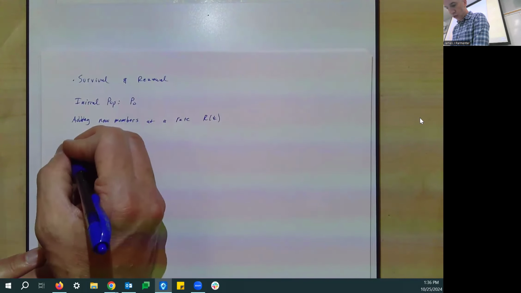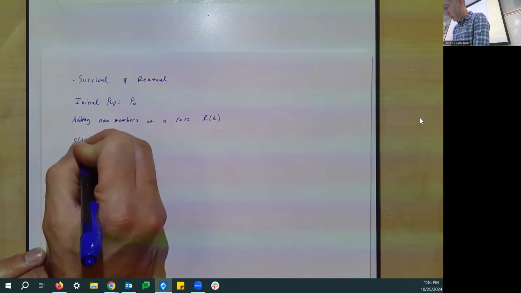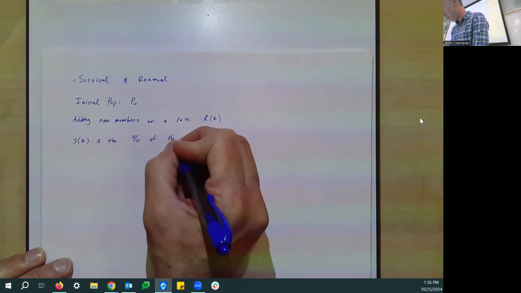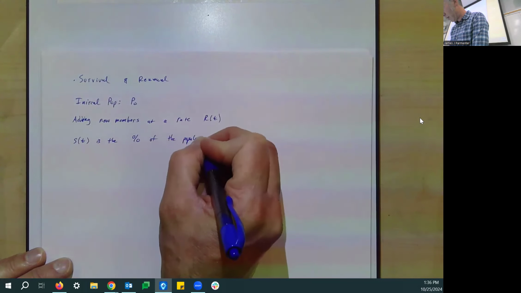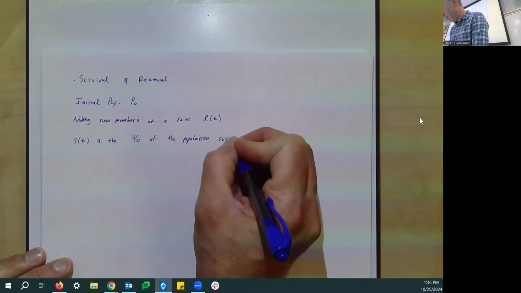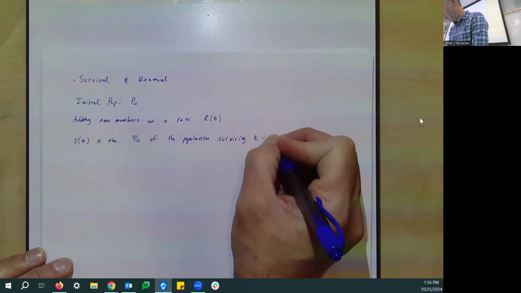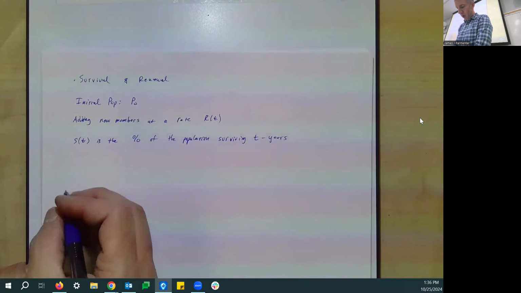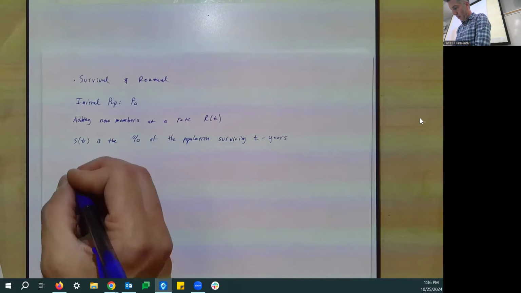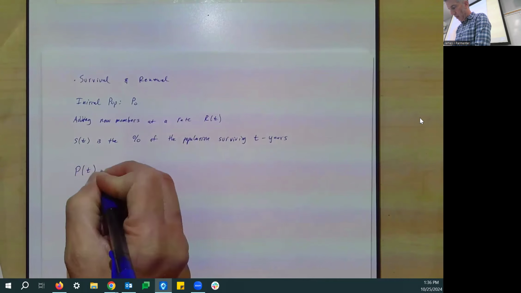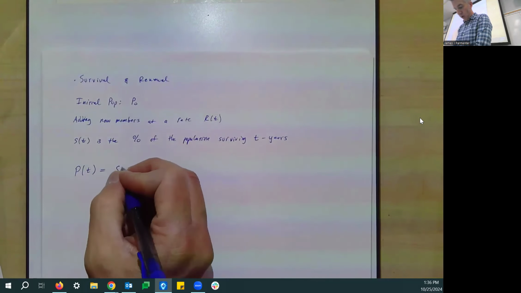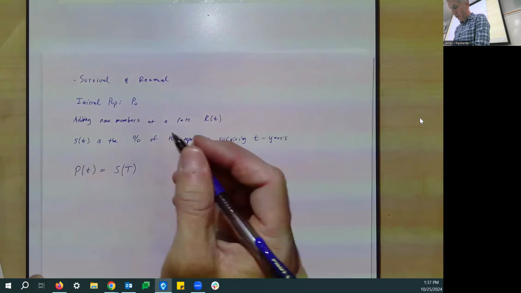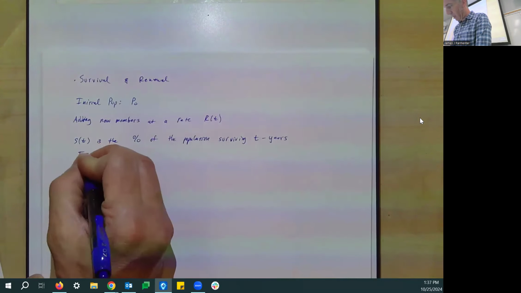And S of T is the percentage of the population surviving T years from the present. So here's our formula. The population at time T is equal to S of capital T. Now be careful here. I should also point out that capital T is typically the amount of time.